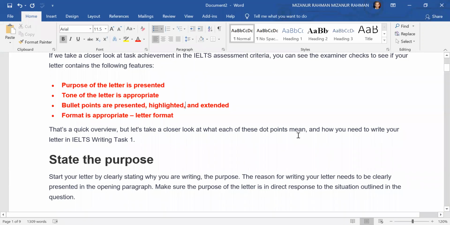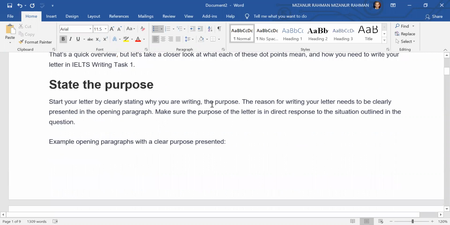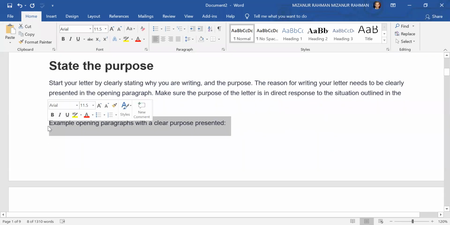And how you need to write your letter in IELTS. State the purpose. So what's the purpose? So first, purpose. Start your letter by clearly showing why you are writing. The reason for writing your letter needs to be clearly presented in the opening paragraph. Make sure the purpose of the letter is in direct response to the situation outlined in the question. Example opening paragraphs with a clear purpose presented. Let's have a look at it.